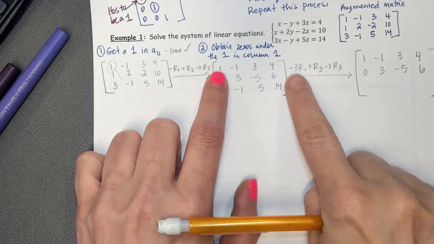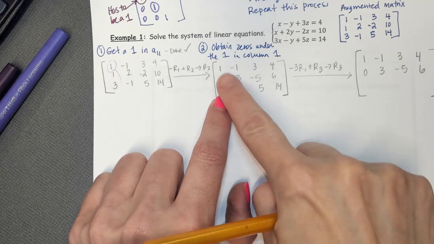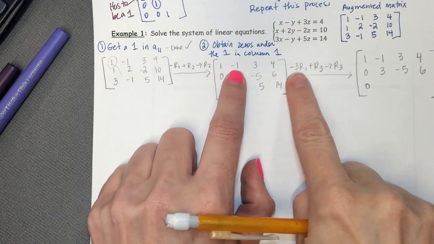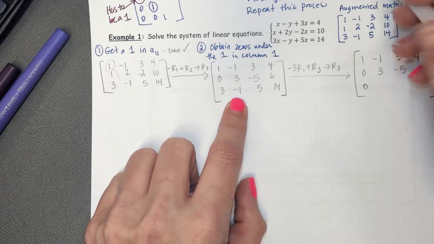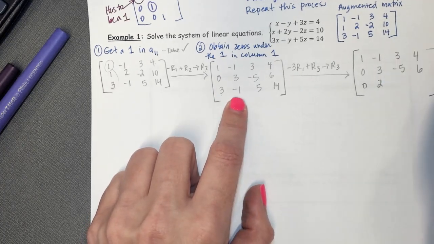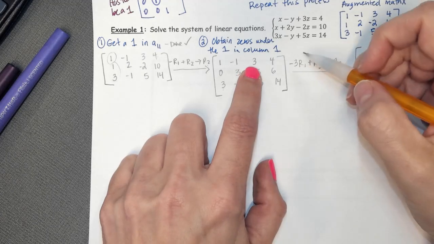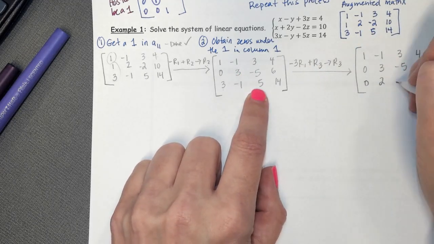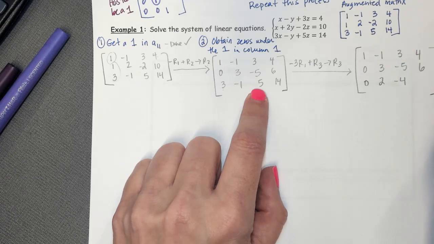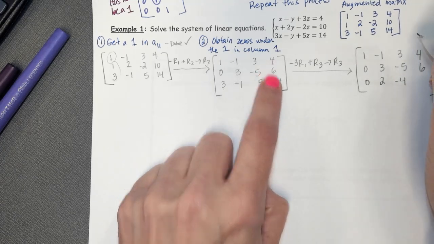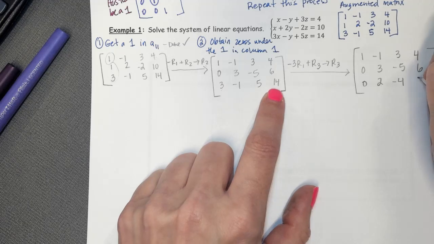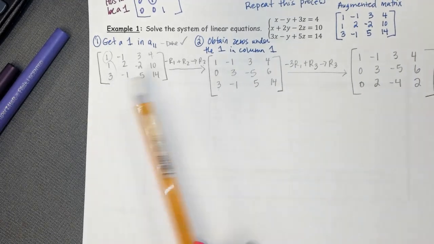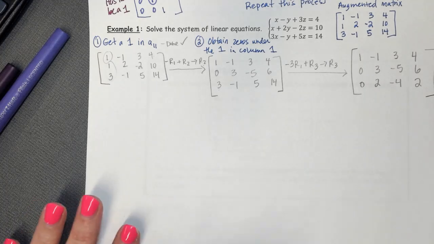So if you do negative 3 times 1, you get negative 3, plus 3 is 0. Negative 3 times negative 1 is 3. 3 plus negative 1 is 2. 3 times negative 3 is negative 9. Negative 9 plus 5 is negative 4. 4 times negative 3 is negative 12. Negative 12 plus 14 is going to be 2. So now we've done those 2 steps.